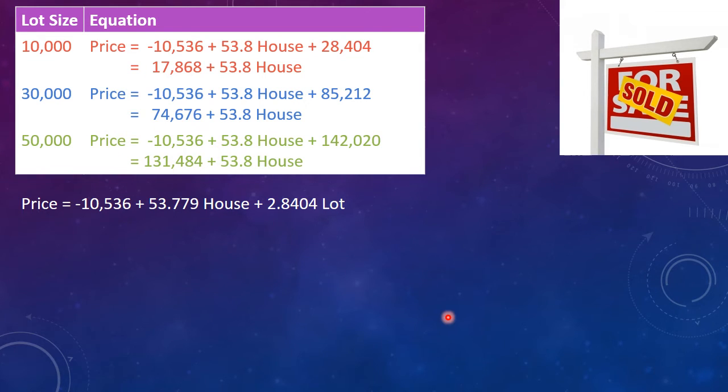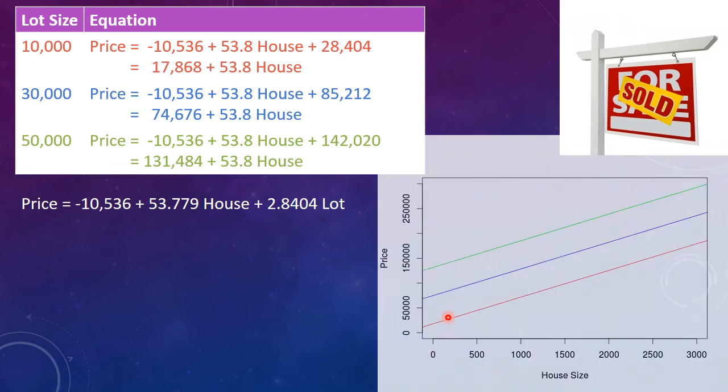If we plot these three equations, we get three parallel lines. Each of these lines represents all of the houses with a given lot size. All of the houses on the red line have a 10,000 square foot lot, all of the houses on the blue line have a 30,000 square foot lot, and all of the houses on the green line have a 50,000 square foot lot. Each of those lines has the same slope, but they cross the y-axis at a different point. They each have their own intercept.